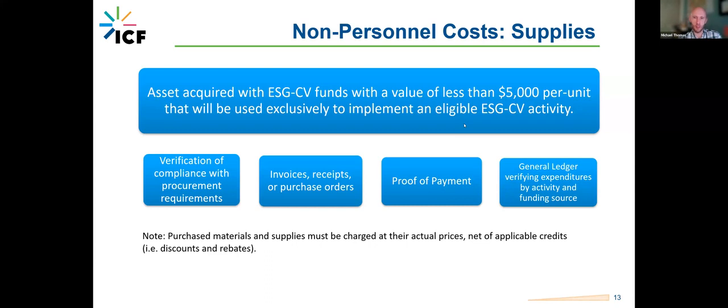So you'll see we're establishing a pattern here for most things. You're going to need invoices, receipts, or purchase orders, proof of payment, and general ledger records. Note that purchased materials and supplies must be charged at their actual price, that is net of applicable credits. So if you bought something and then received a rebate, for instance, then it must be charged at the price minus the rebate. You can't charge the full amount there because you got the rebate. So it has to be the actual price that you ended up paying with all credits accounted for. Back to you, Gordon.